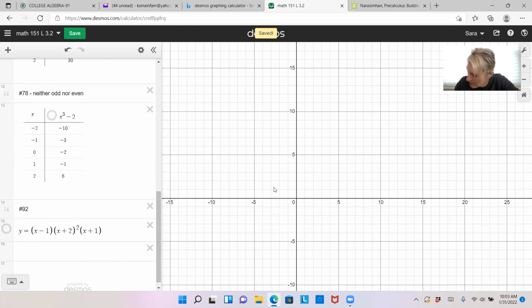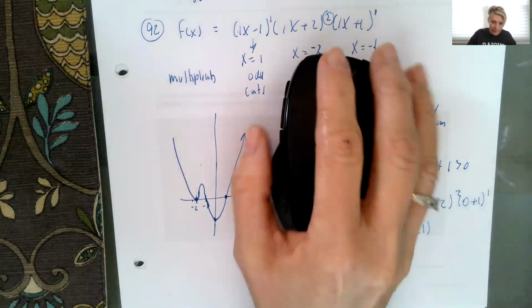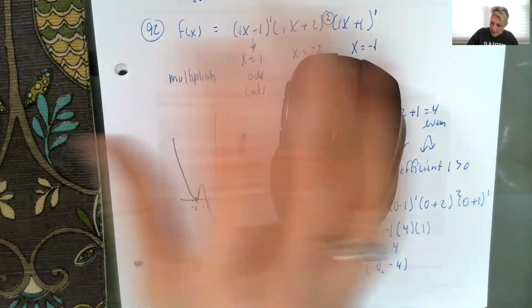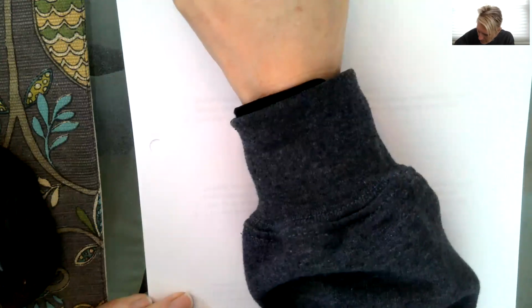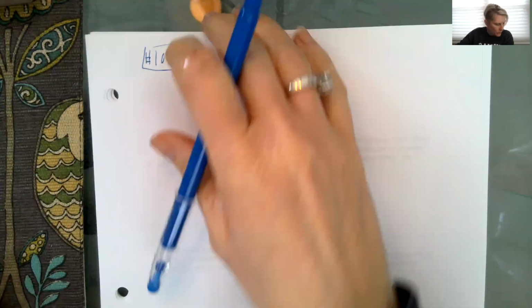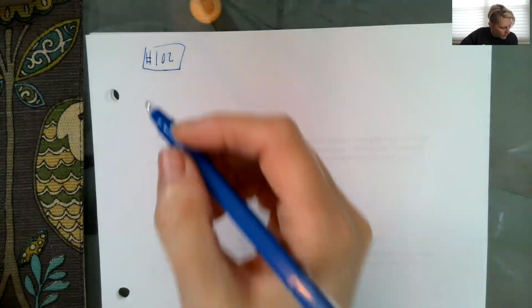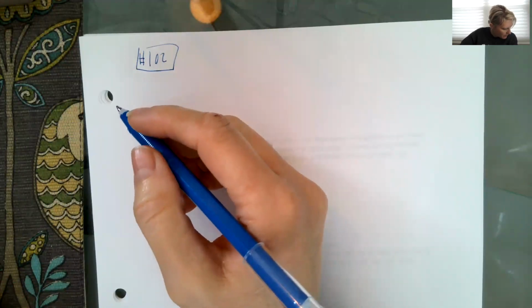So cool. Okay, let's go back to my paper, and we have one last problem to get through, and you have learned so much in this lesson. This lesson is jam-packed. So the last problem is number 102. This one, they're giving us information. We're going to put it all together. It says find an expression for a polynomial function with the given properties.